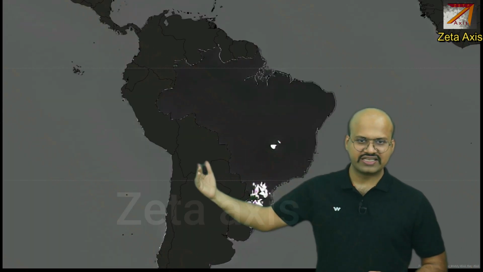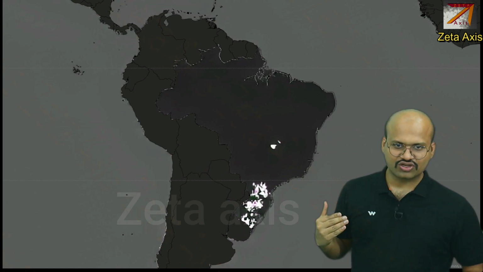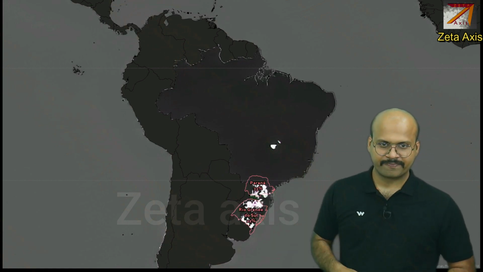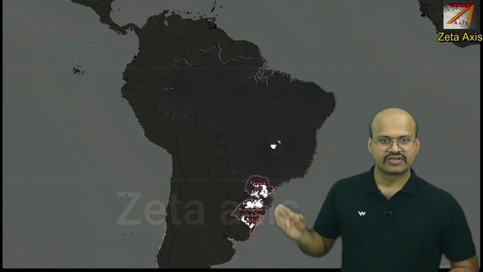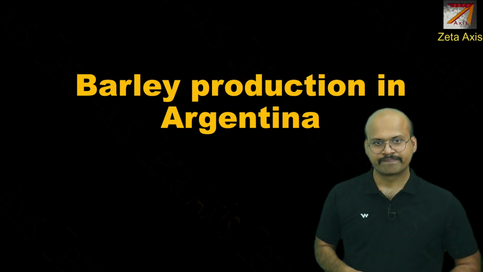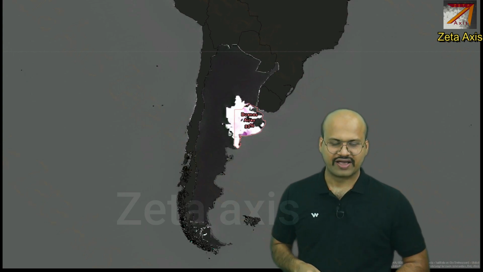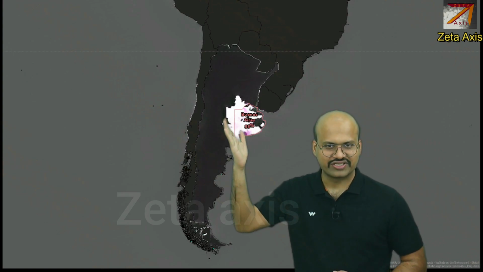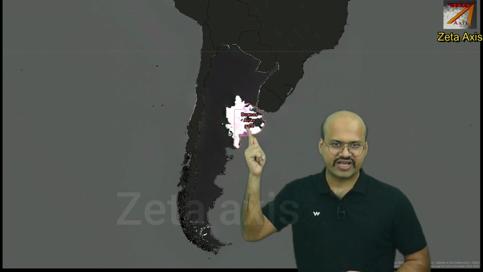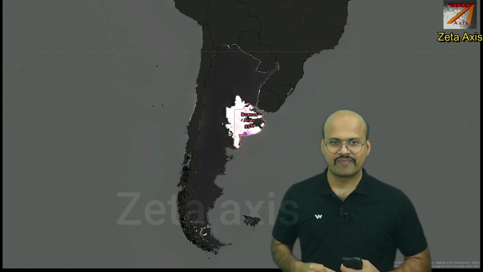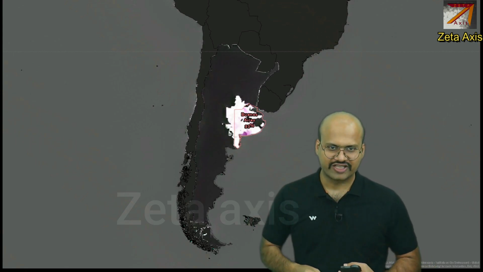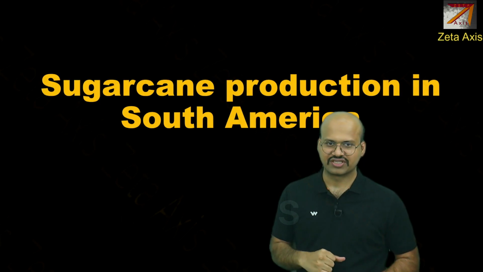And again, these regions are confined to the eastern coast and in the southern states. These are the states which produce barley in Brazil. Now let's see the states of Argentina which produce barley. Again, barley production is confined to this region, the La Plata region, and Buenos Aires is the majority producer of barley. In fact, 93% of barley is produced by Buenos Aires alone in Argentina.